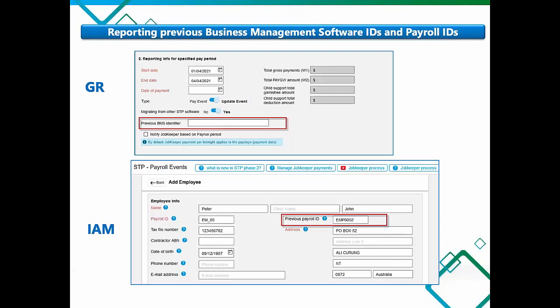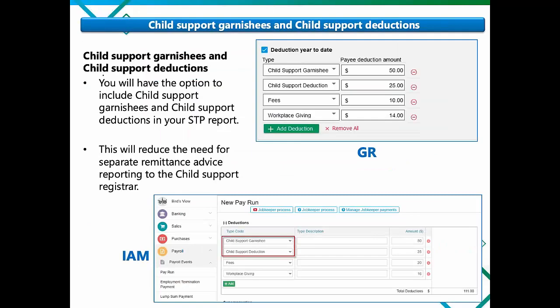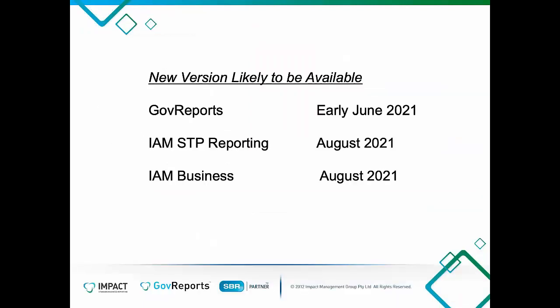And so again, this is where you will be able to see them on the screen as you are working normally. As I mentioned, the child support garnishes and the deductions are going to have a bigger area if you need it, and hopefully it will reduce the back and forwards between you and Services Australia. So that's going to be obvious there in the software.